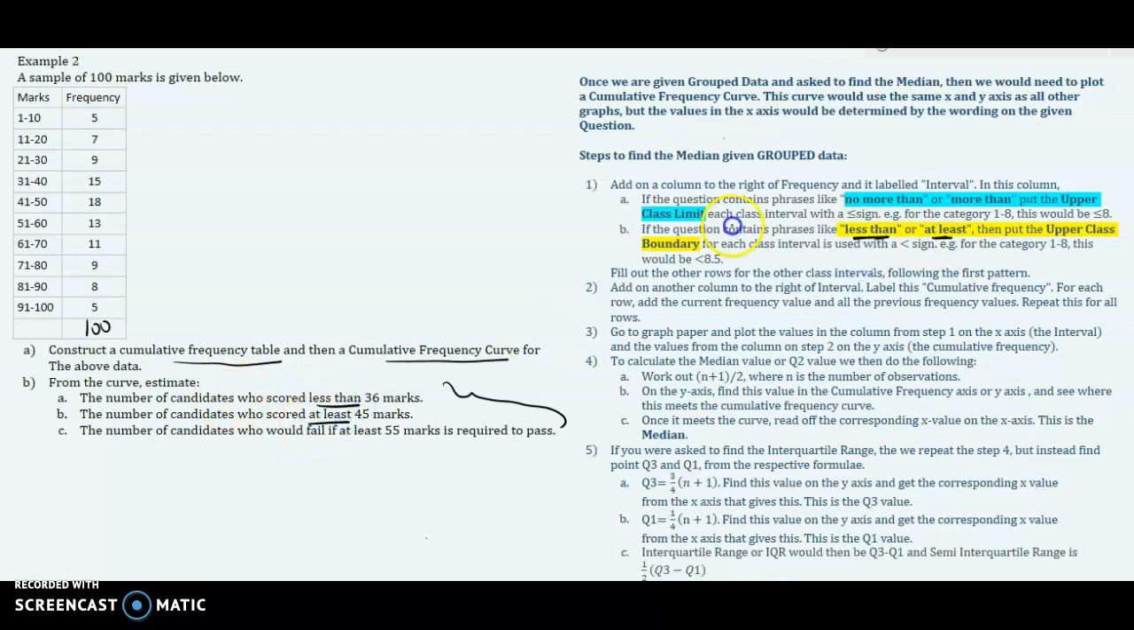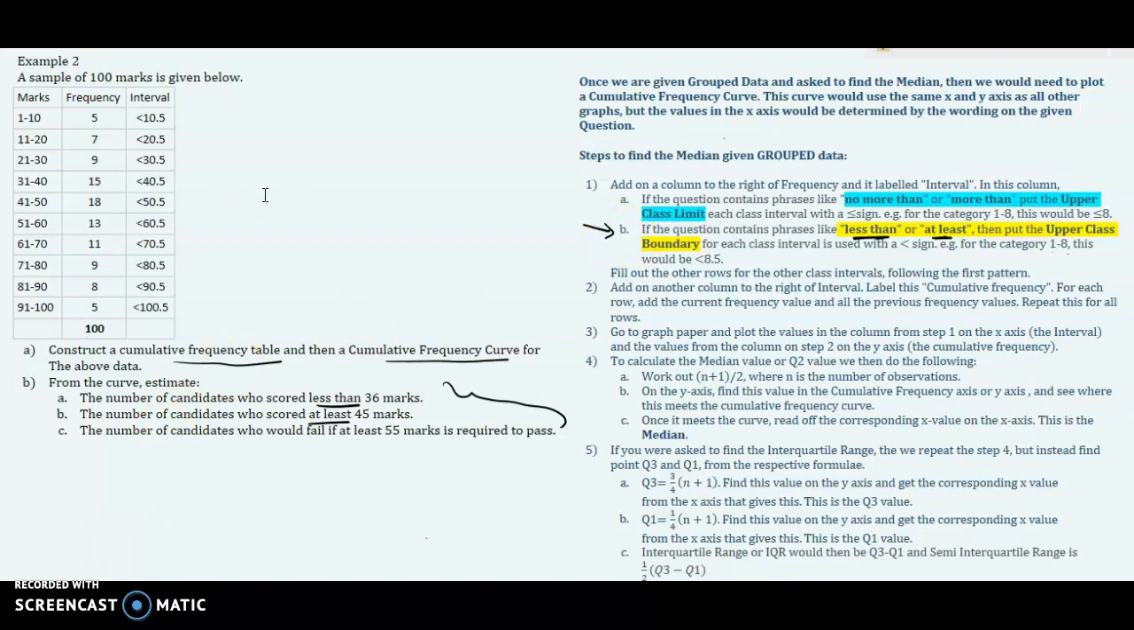Because I'm seeing this, I will follow point B here, and I will use the upper class boundary. So instead of using from 1 to 10, I will add a column and put less than 10.5. Next one, less than 20.5. So this, everyone, is the upper class boundary for each class interval. I'm going to include a column with these values, and that completes part B. Here is the completed column. This is what it looks like.